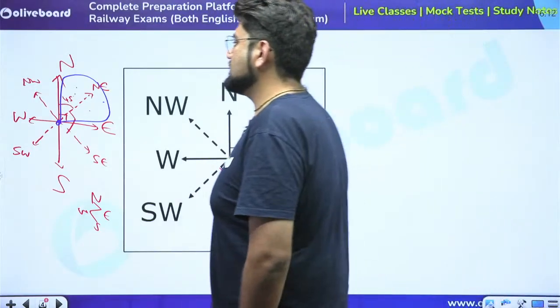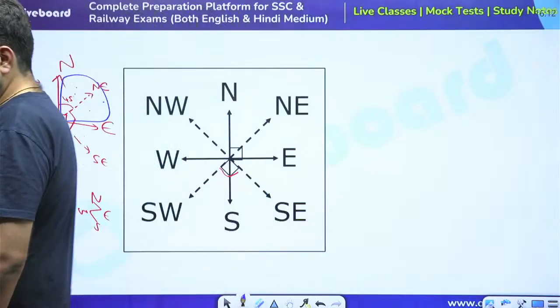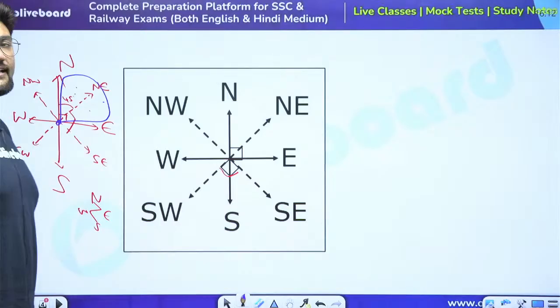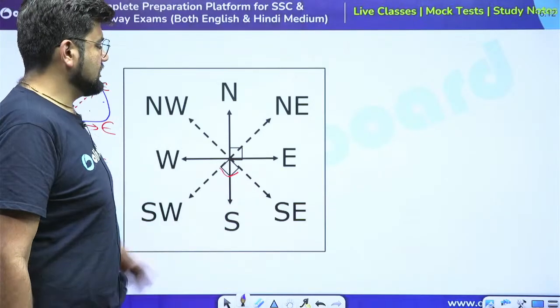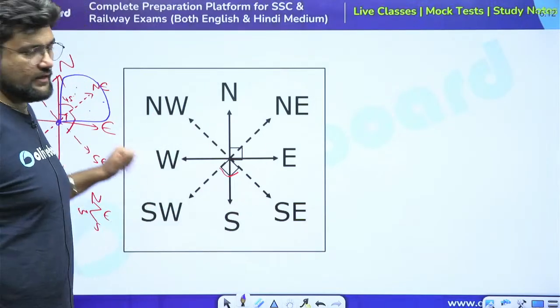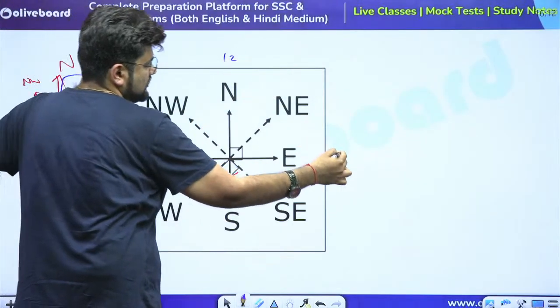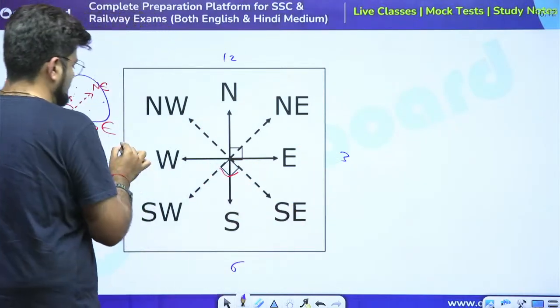So that is the first type of direction which you need to be careful about, which you need to be aware about. The second type of direction is in the direction of the clock. Supposedly this was a clock. Okay. So if this was, let's say, 12, this was 3, this was 6, this was 9.